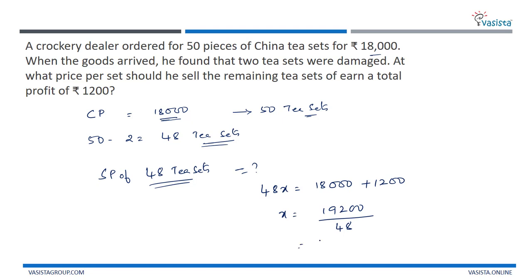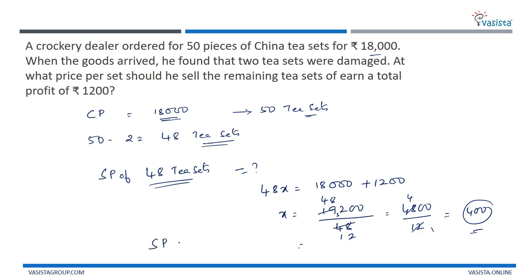Let me simplify it here. 4 ones are 4, 4 twos are 8, 4 fours are 16, 4 eights are 32. This is 4,800, and that divided by 12. Now you can divide directly by 12. 12 ones are 12, 12 fours are 48. This will become 400. So he is supposed to sell at the rate of 400.